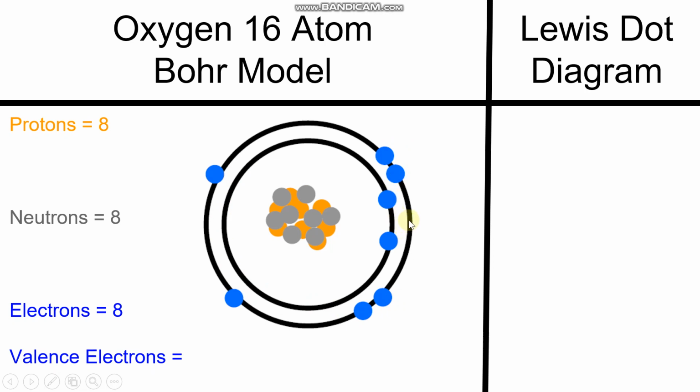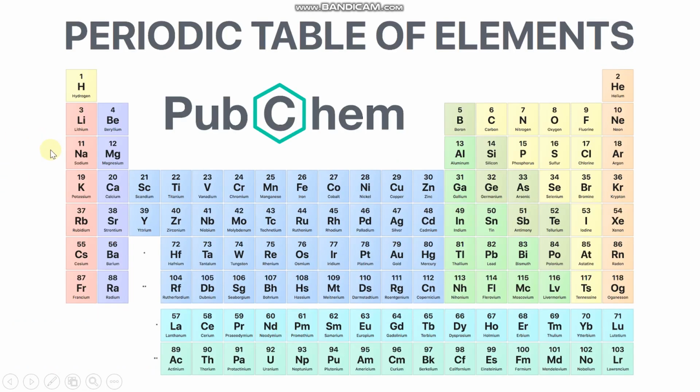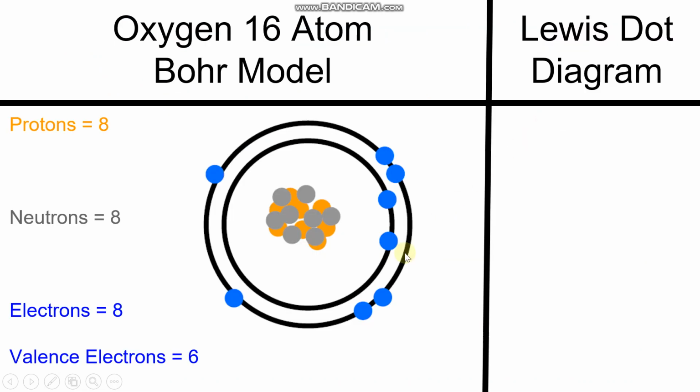So you could draw the picture of the Bohr model and see that there would be 6 valence electrons on the outside. But an easier way is just to look at the periodic table, find oxygen, a little bit to the right of carbon, and then we're going to count how many over that is. So 1, 2, 3, 4, 5, 6. So that means that oxygen has 6 valence electrons.